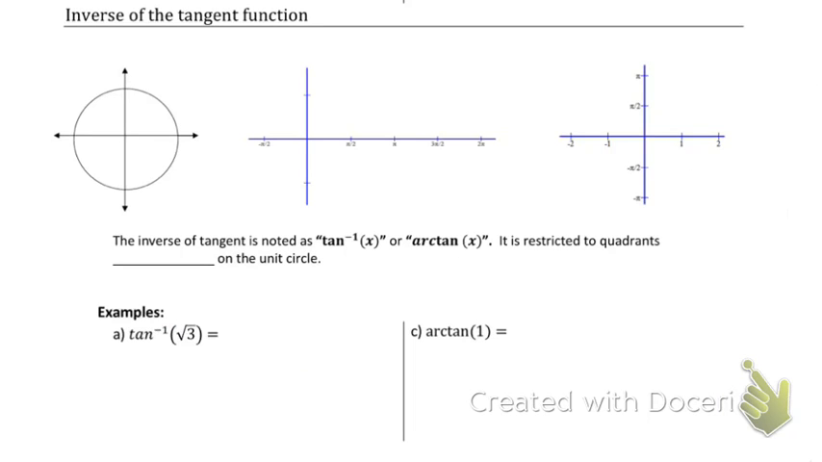All right, inverse of our tangent function. Let's remember what our tangent function looks like. Our tangent function has vertical asymptotes at -pi over 2 and pi over 2, and it goes up.